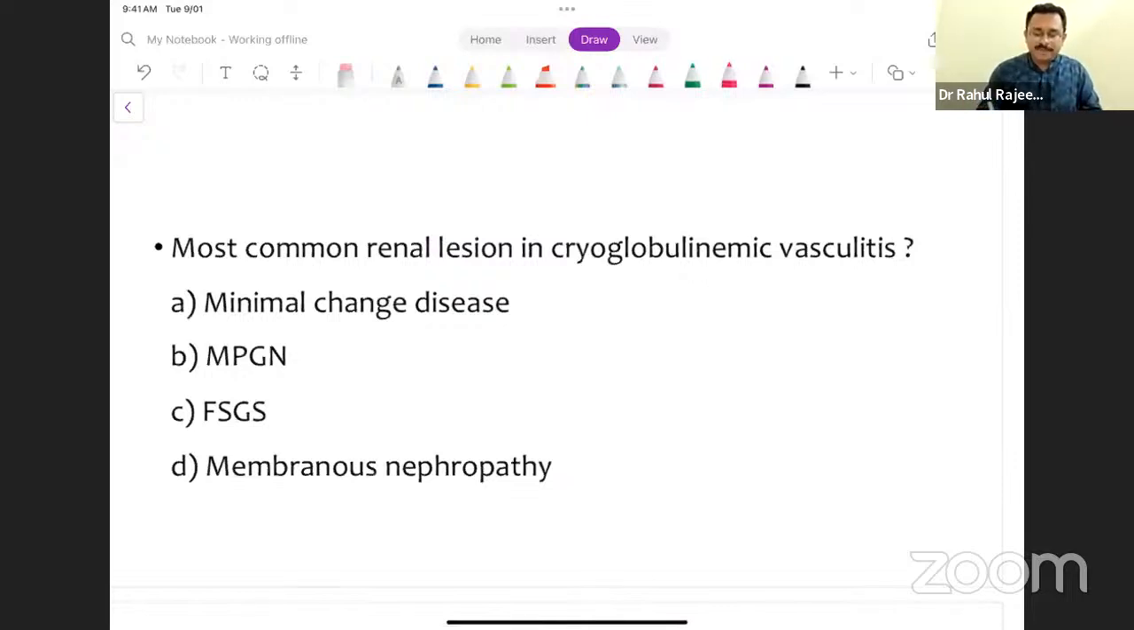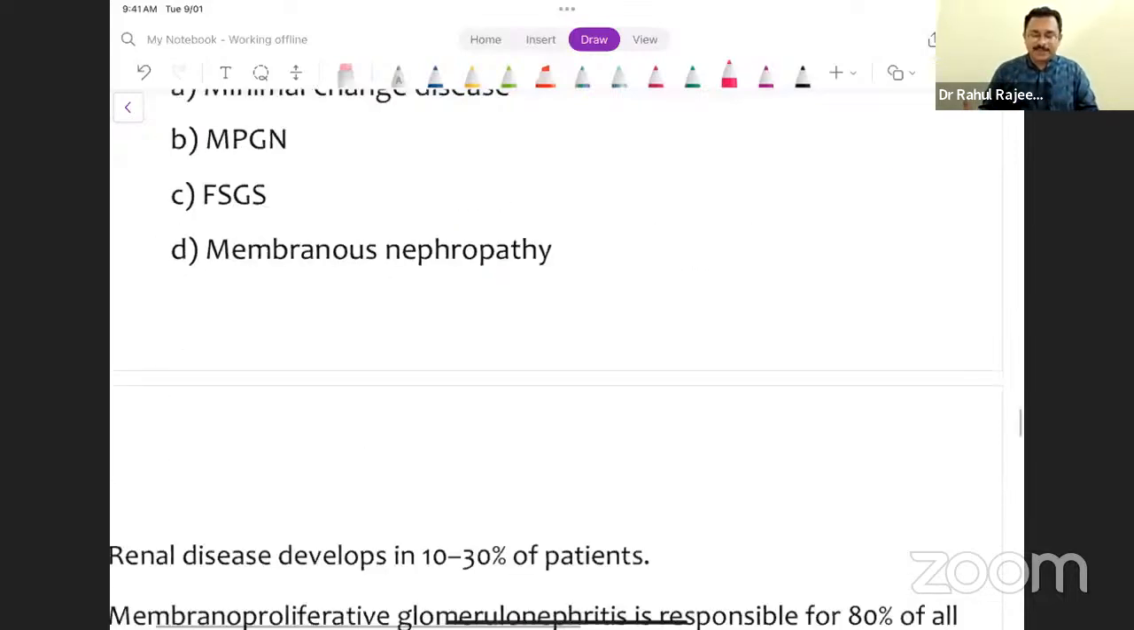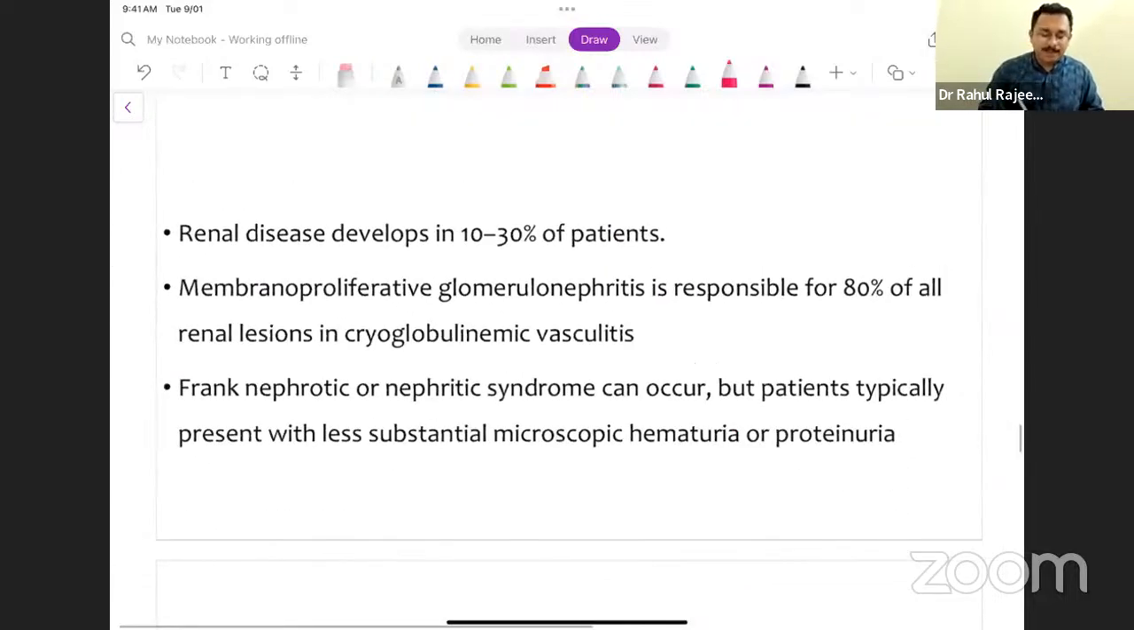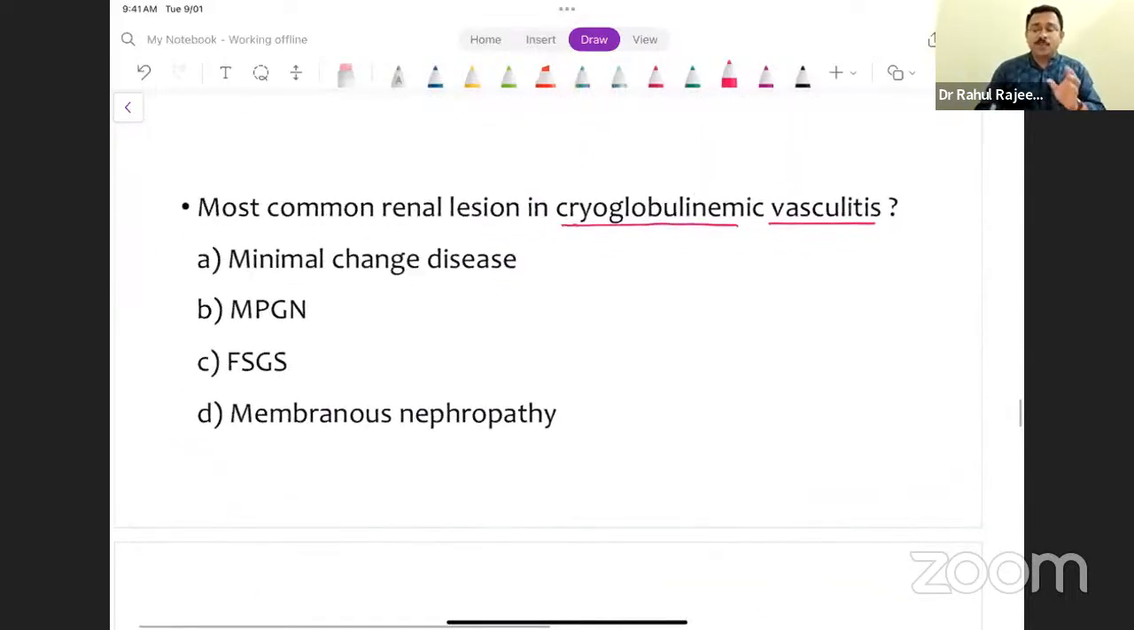So cryoglobulinemic vasculitis is also a small vessel vasculitis, and this will fall under the group of immune complex mediated vasculitis, and renal disease can happen in 10 to 30% of patients. Important. And what is the most common renal lesion in cryoglobulinemic vasculitis? Very, very important. It is membranoproliferative glomerulonephritis. You can also expect a clinical scenario-based question on the same. And what will be the clinical scenario-based question?